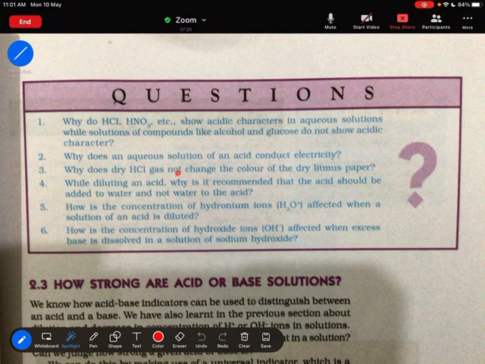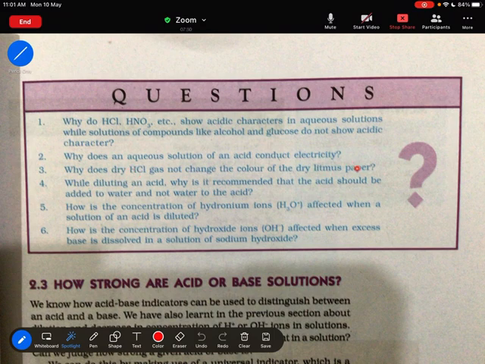Acid shows its property, or acids can liberate H+ ions, only in the presence of water. So, in the presence of water or moisture, or we can say in aqueous solution only, HCl can show its property. So, dry HCl means no H+ is liberated.